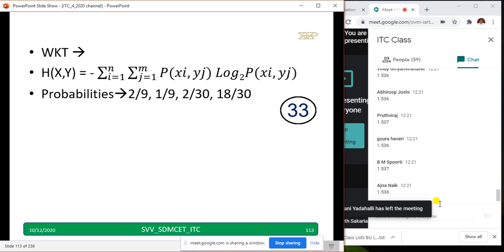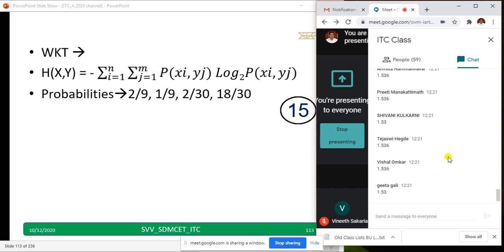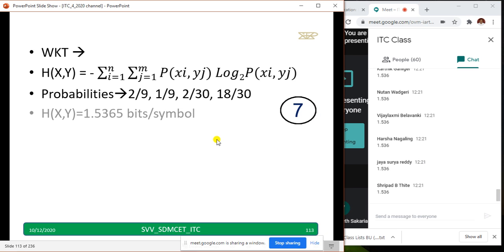Vishwa, Abhishek, Ajna, Spurti, Gaura, Prithviraj, all got the same answer 1.536. And Amrita, there are two Amrita, I think at a time they are typed. Very good Amrita. Preeti, Shivani, Tejasvi, Vishala, Geeta, all have got the same answer 1.53. And even I too got the same answer. I'll show you now. 1.5365 bits per message symbol. Bits per symbol I got. Shivani, Praveena, Siddhartha, Sripada, Jayasurya, Charan got same answer.